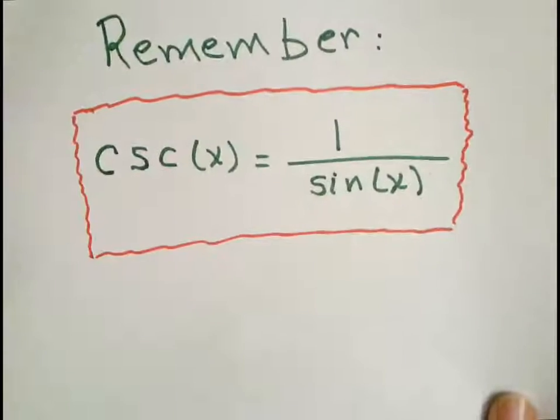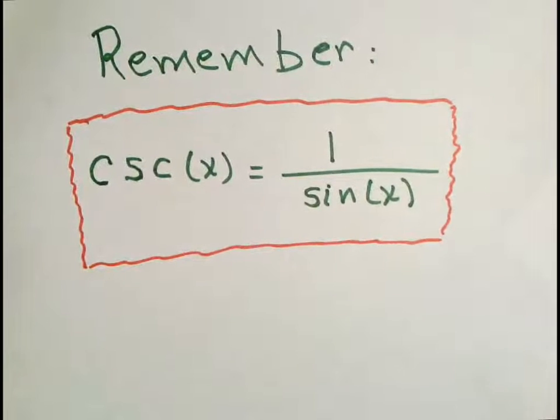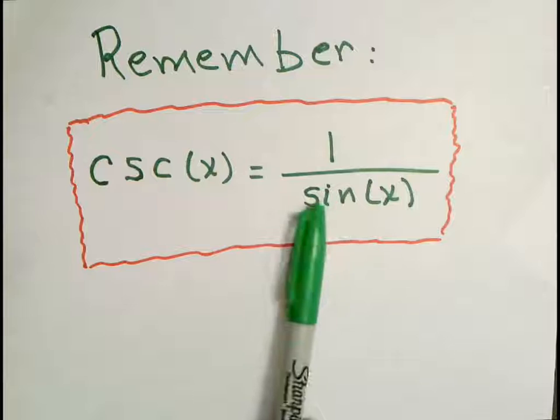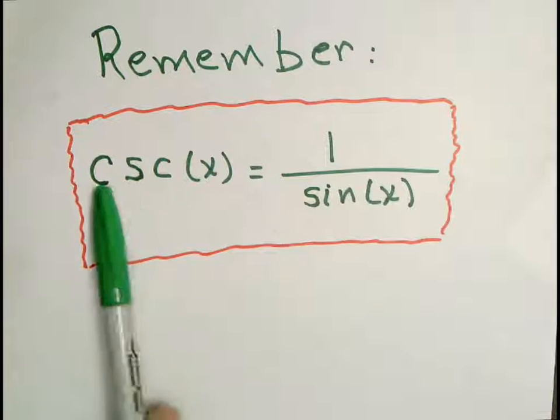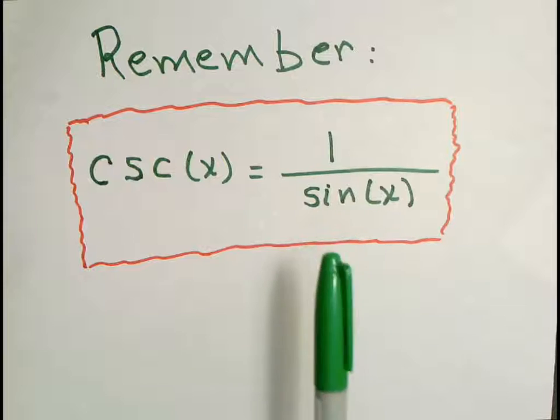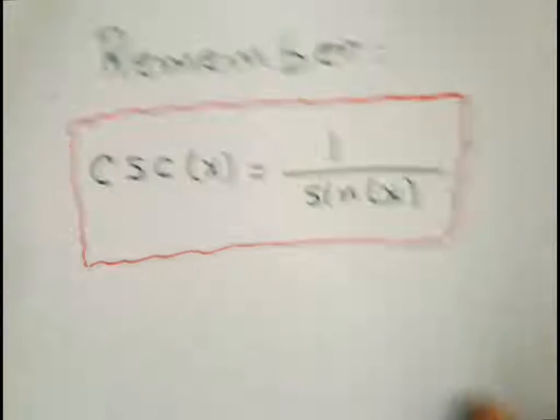And we have to remember this also. Remember that cosecant and sine are reciprocals. So cosecant of x is equal to 1 divided by the sine of x. Remember, we can never have division by 0. So when we're sketching our cosecant curve, wherever the sine of x is equal to 0, we're going to have vertical asymptotes.